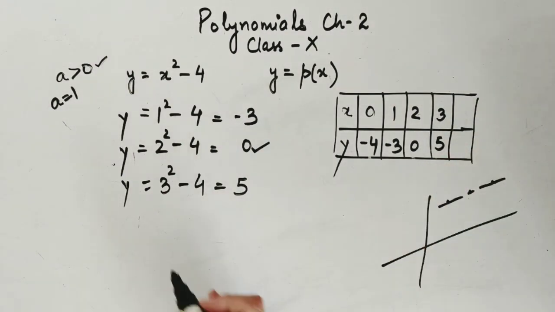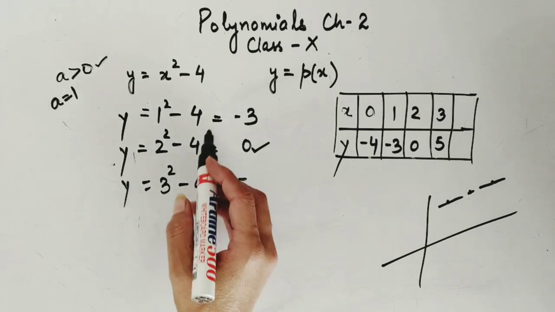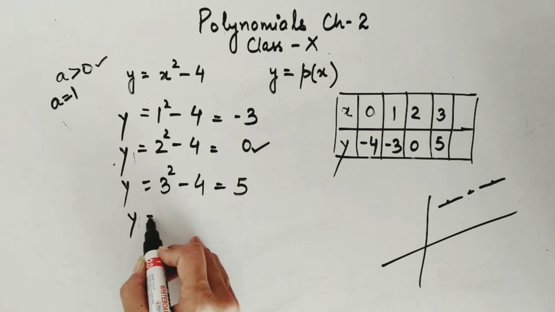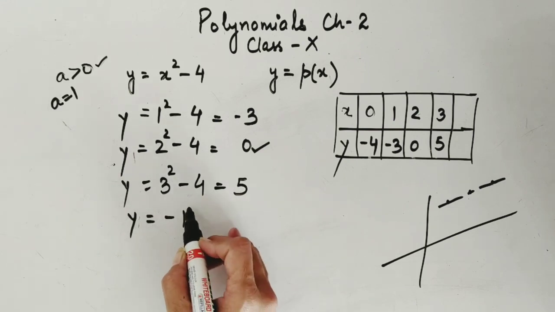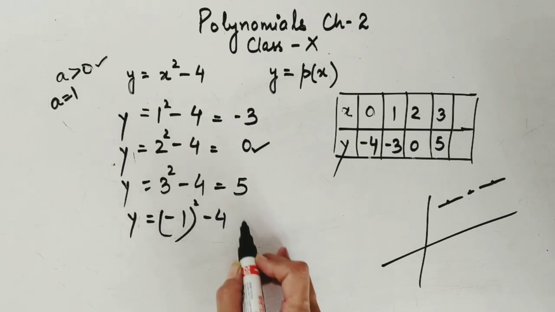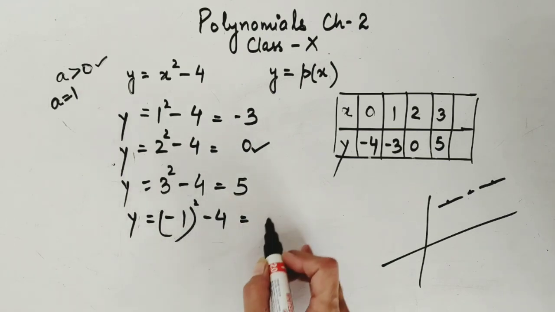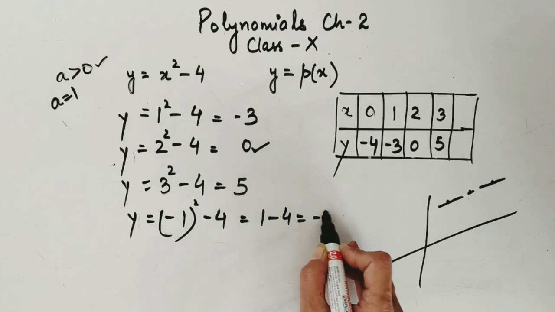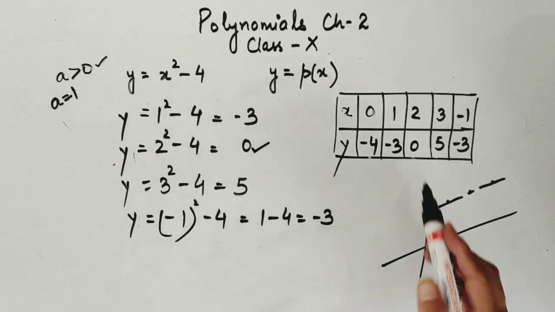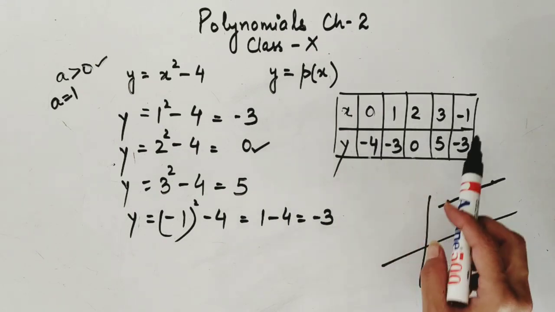Take minus 1 now. But we'll get the same result for minus 1. Let's see. If I take x as minus 1, squaring minus 1, it's 1 minus 4, which is minus 3. So 5 solutions we have found.